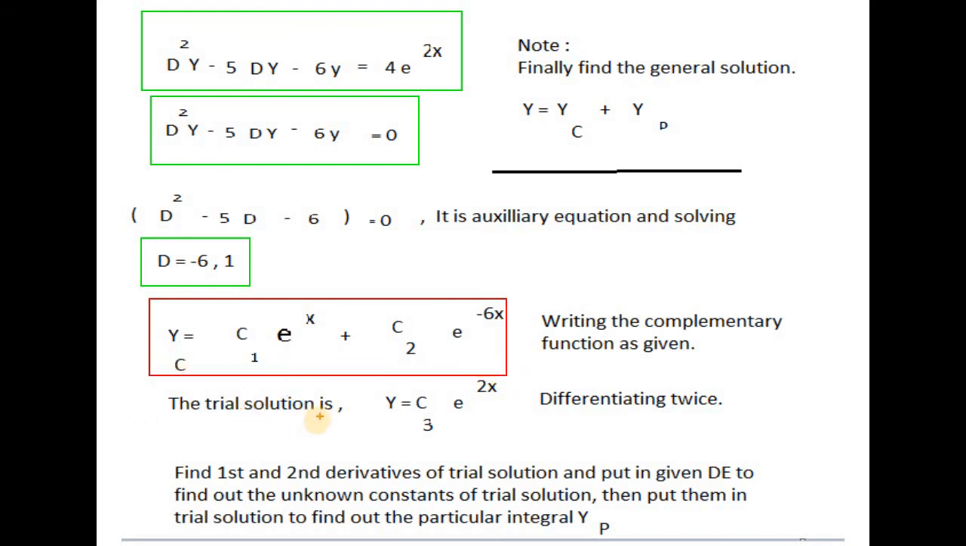The trial solution is, now looking at the question here, e power 2x. Here we do not have e power 2x in the complementary function. So we do not have any problem during selection of the trial solution, since e power 2x does not belong to yc. So we have to generalize this function for our trial solution. Thus the trial solution will be y is equal to c3 e power 2x. This is our trial solution.